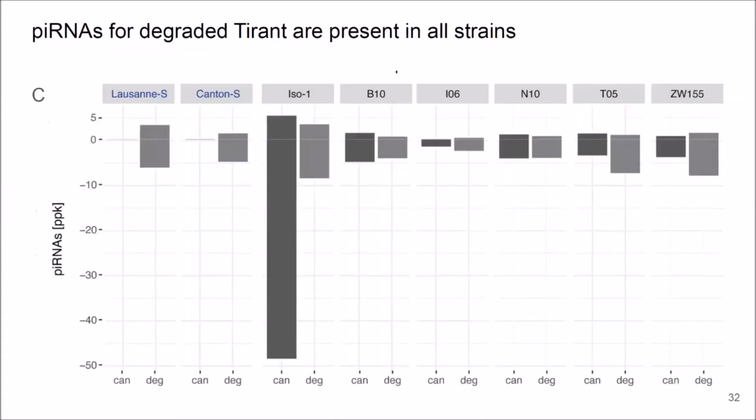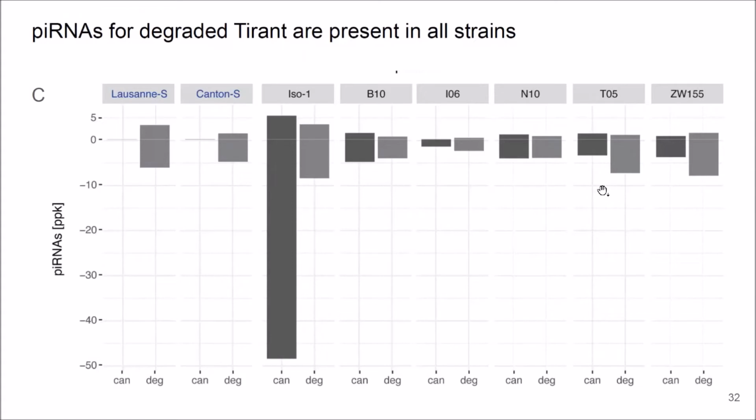If we look at these 4 different strains, we can see that the abundance of canonical and degraded piRNAs is rather similar for everything that is not ISO1. So ISO1, again, is a weird outlier in terms of Tirant and seems like it should not be used as a gold standard. These are different populations from the GDL, the global diversity lines. B stands for Beijing, E for Ithaca, and so on. The basic idea is that the amount of piRNAs against degraded and canonical Tirant is very similar.